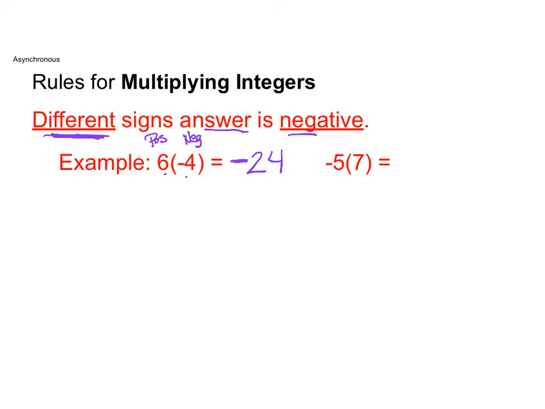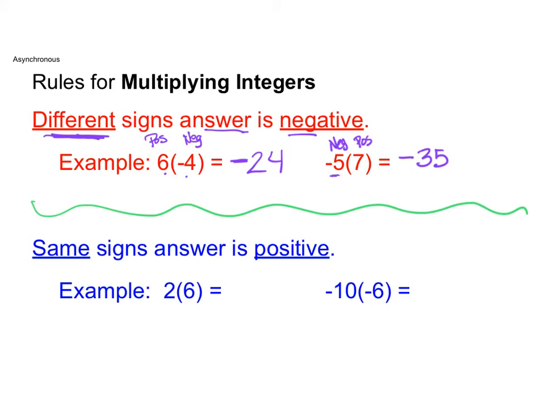Let's look here. So I have a negative times a positive. Well, my signs are different. I have 1 negative and I have 1 positive. So that means my answer is going to be negative. And then I just multiply 5 times 7. So 5 times 7 is 35. So my answer is negative 35.